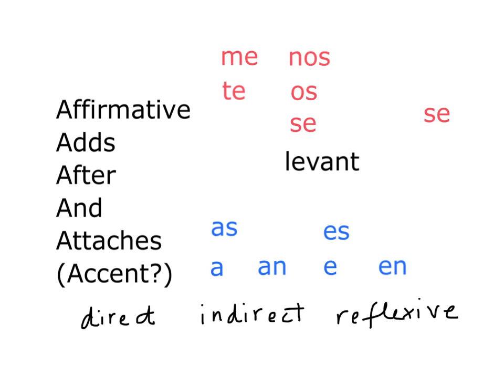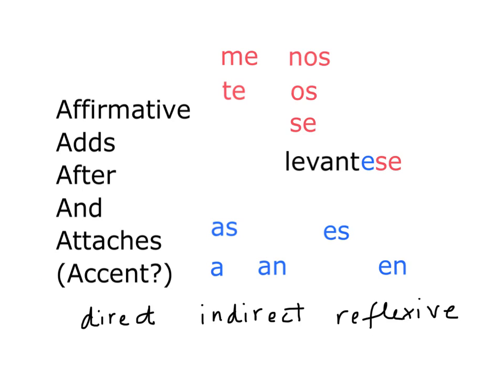We have to do something down here too. We have to choose an ending, an opposite vowel ending. So we have to think, me levanto. What was the original infinitive? It was levantarse, that's an AR, and the opposite vowel would be an E, right? It would be from this pile. Now for usted, which is the best ending? Es, E, or en? The best ending is, for usted, E. And remember, affirmative always adds after and attaches, so let's go ahead and attach it. Levántese, get up.